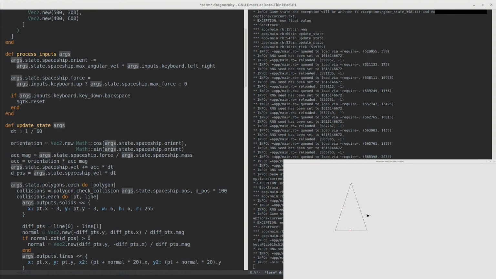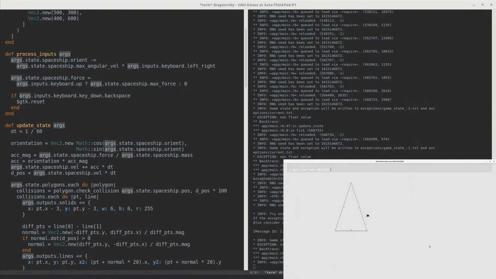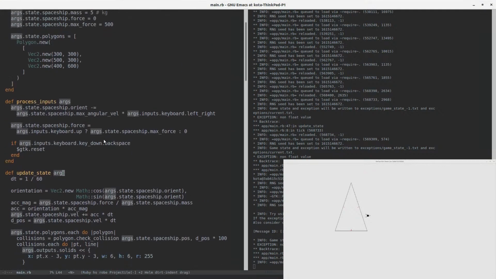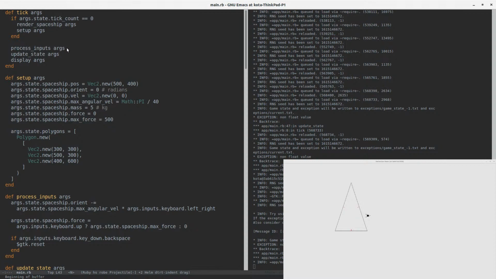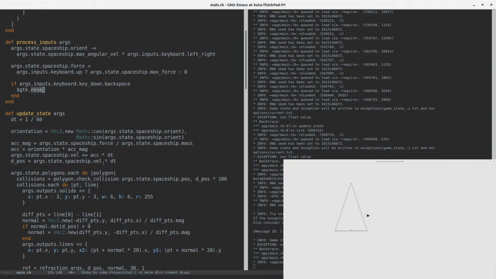Yeah, vector normalization, I just use divide by magnitude. That seems to work for me, at least. Oh, okay. Why don't we also... Why is this not working? I thought that's what I usually do. GTK reset. If args inputs keyboard key down backspace GTK reset. It's good enough. So at least now we can sort of interact with it a little bit better.